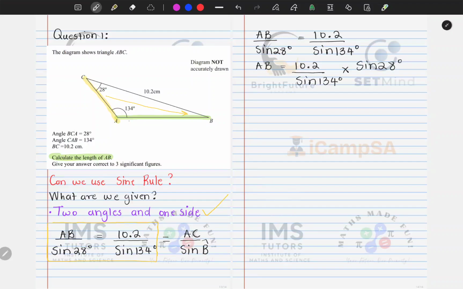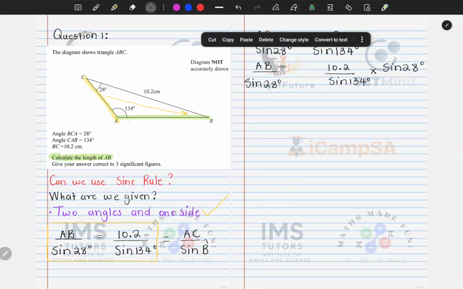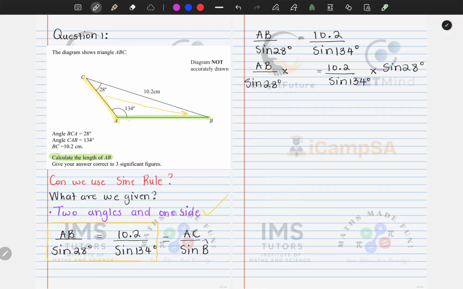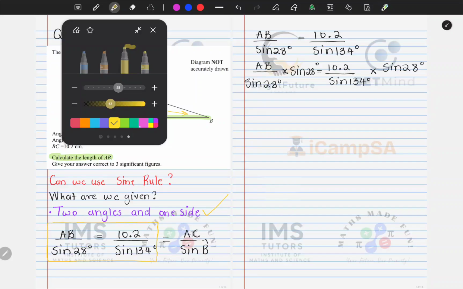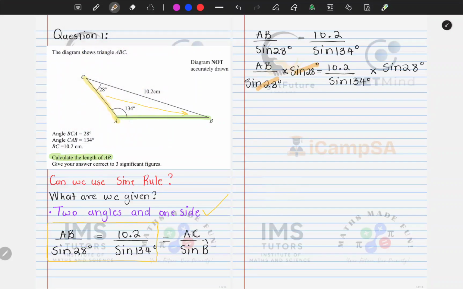Remember that for us to cancel that sine of 28, maybe I should show that calculation. We need to multiply both sides by sine of 28 degrees. Even on the left hand side, all we did was multiply by sine of 28 degrees, and then these will nicely cancel. So this term and this term will cancel, so what we are left with is just AB equals 10.2 divided by sine of 134 multiplied by sine of 28 degrees.